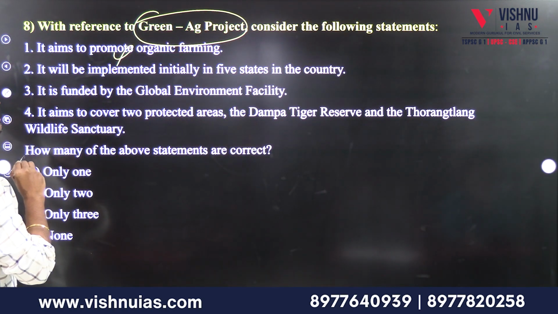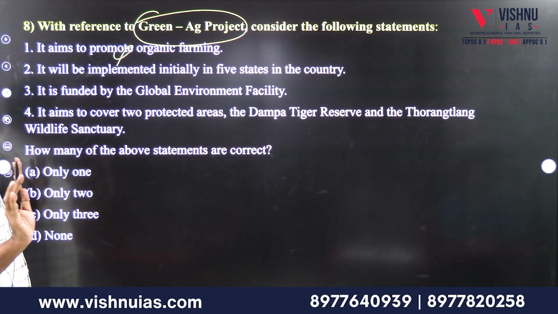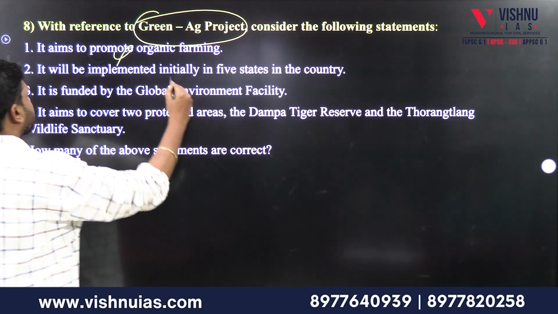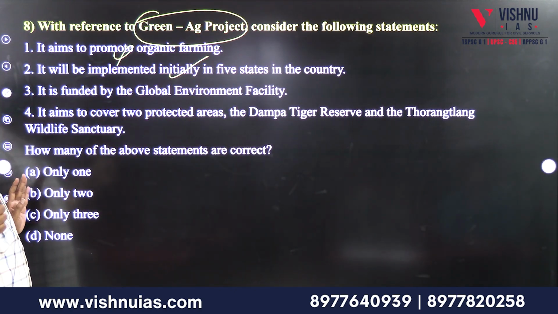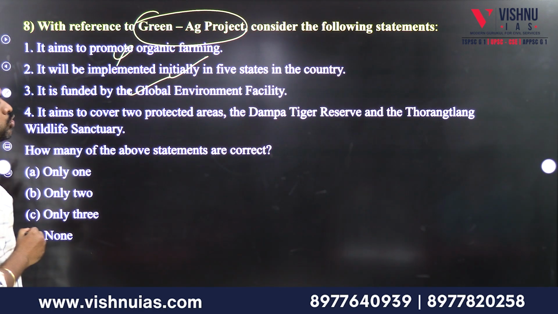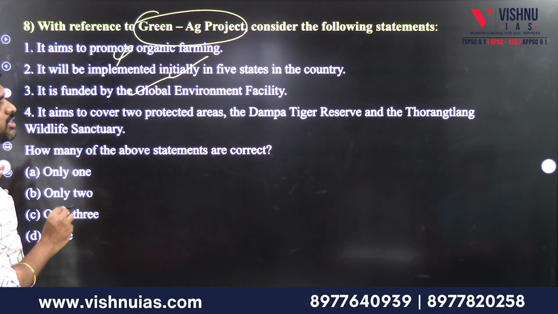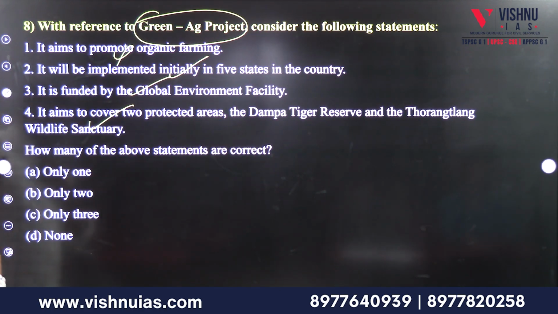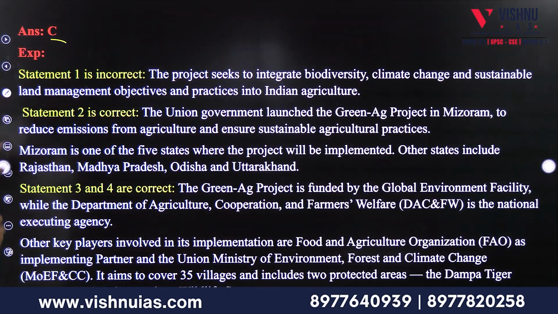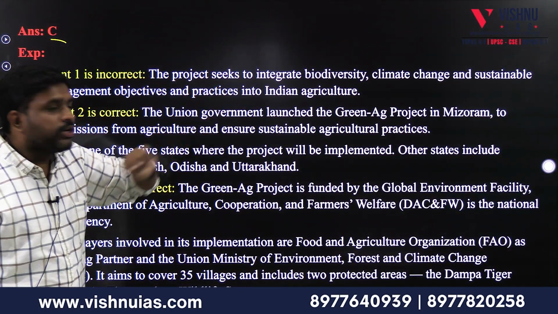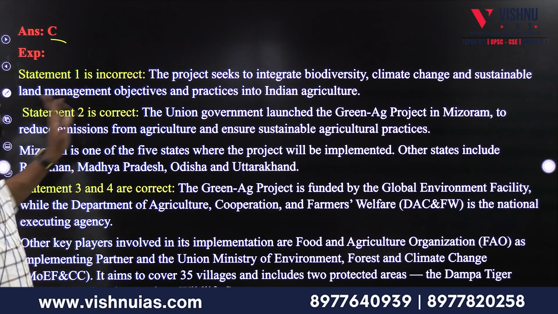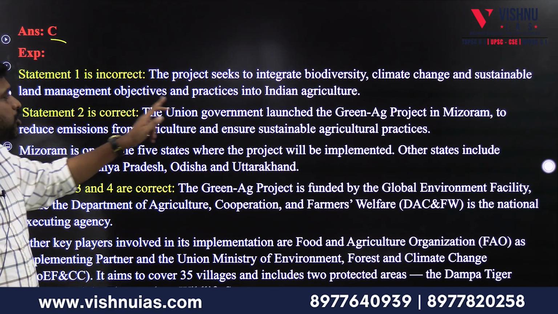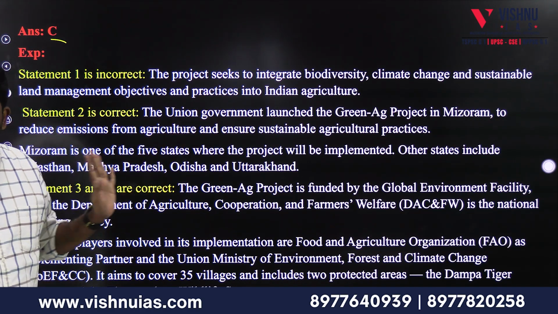It will be implemented initially in 5 states in the country. It is implemented in 5 states starting with Mizoram. Correct. It is funded by Global Environment Facility. True. It aims to cover 2 protected areas, the Dampa Tiger Reserve, and yes, this is also correct. So how many are correct? 3 are correct. So answer is C. Yes. The project seeks to integrate biodiversity, climate change, sustainable land management objectives and practices into Indian agriculture.